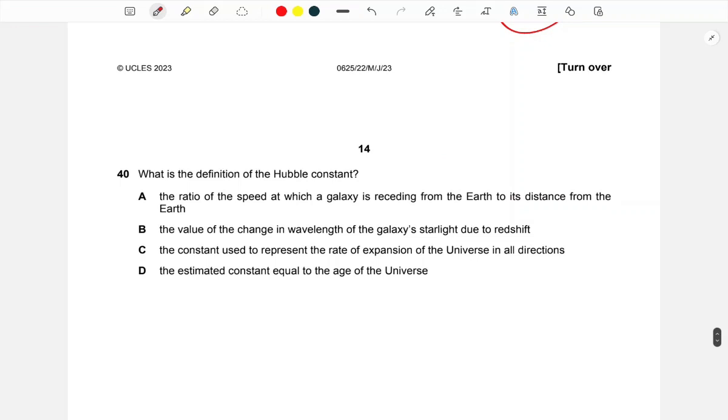Number 40, our last question. What's the definition of Hubble's constant? Hubble's constant, H0, is the ratio of the speed at which a galaxy is moving away from Earth divided by the distance. So the speed over the distance of a galaxy. So let's look at the options. The ratio of the speed at which a galaxy is receding from the Earth to its distance from the Earth.